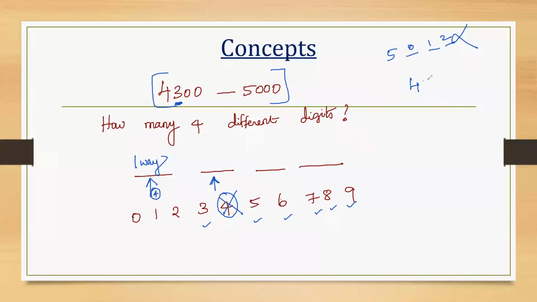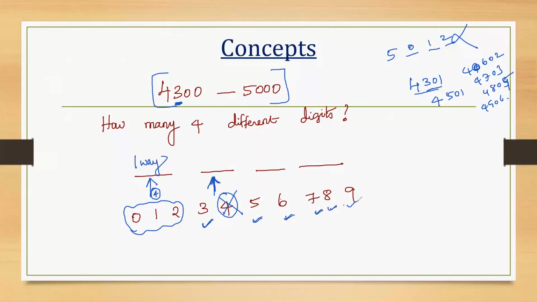Since we can have it like this, right? 4,301. This is the first value, where all 4 digits are different. We cannot have 4 again, right? Already 4 is applied. So 5, 6, 7, 8, 9, 0, something like that. Except 0, 1, 2 in the second place, we can have other numbers. So you can have 3, 5, 6, 7, 8, 9.